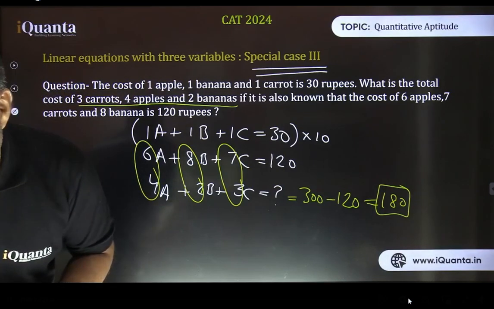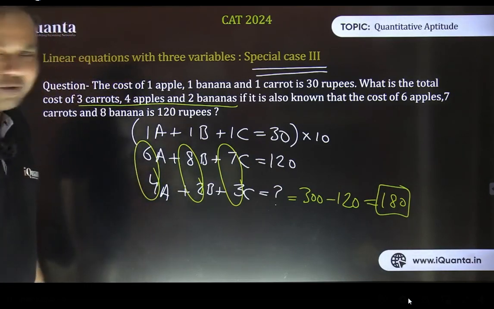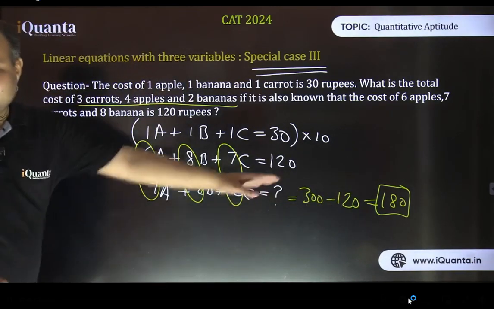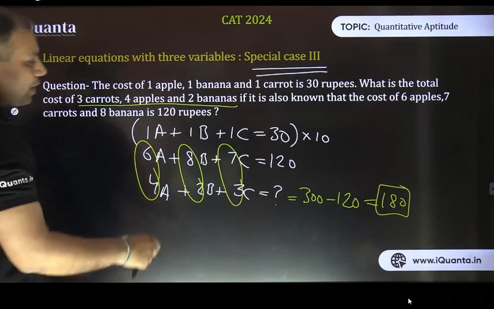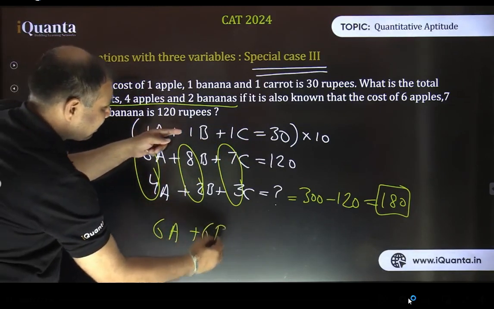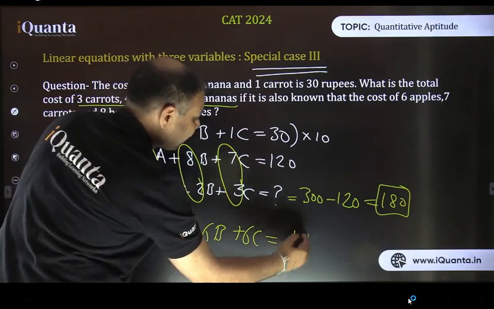Listen to what one of the students, I think Saurav, was mentioning: 4a plus 2b plus 3c comes out to be 180, right? That's our answer. What one of the students pointed out is that if I multiply the first equation by 6, that makes it 6a plus 6b plus 6c, and that also comes out to be 180.